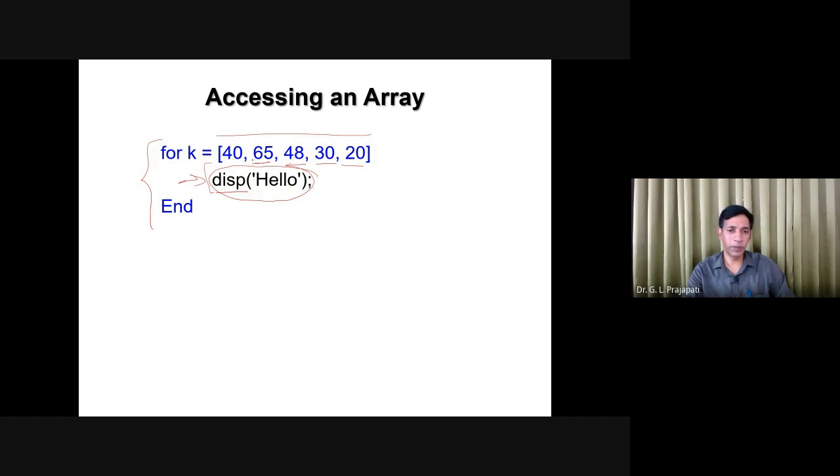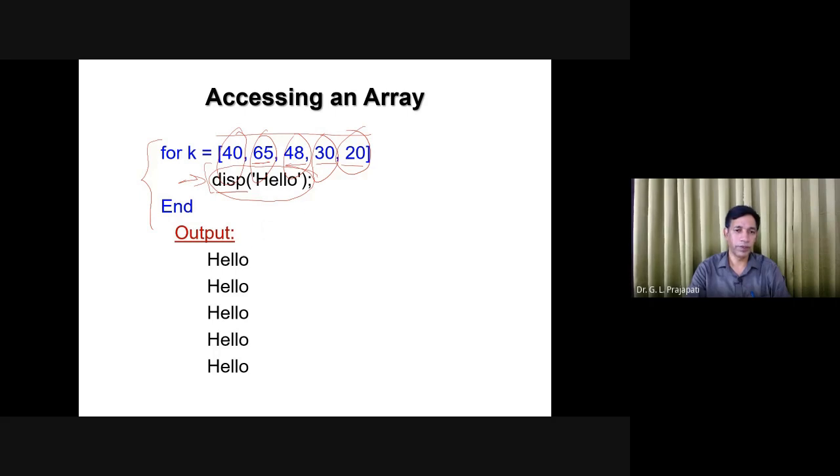Although you can do it differently, the notion is that when you write this kind of matrix, you are just controlling the number of times you enter into the body, and that is equal to the number of columns. This is the first column, second column, third column, fourth column, and fifth column. So 5 times you have to enter into the body, and every time you enter, you display hello.